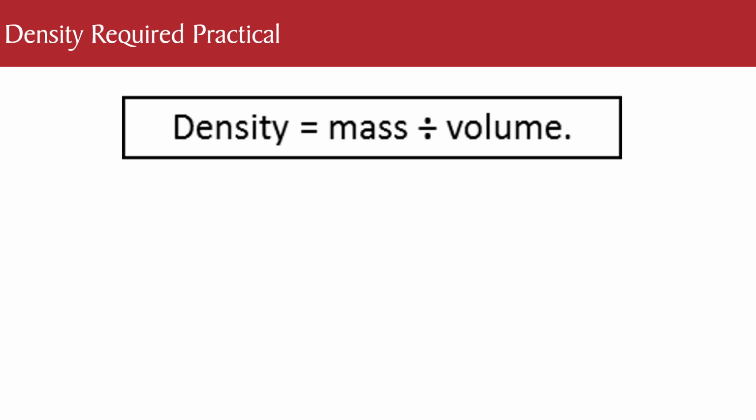Now, in this section, there is the density required practical. So density, kilograms per meter cubed, mass would be kilograms, and volume would be meters cubed. Now, I'm not going to go through loads of detail about the density required practical. What you need to do is go to the density required practical video where it shows it in a lot more detail.